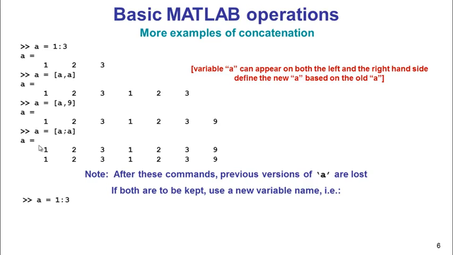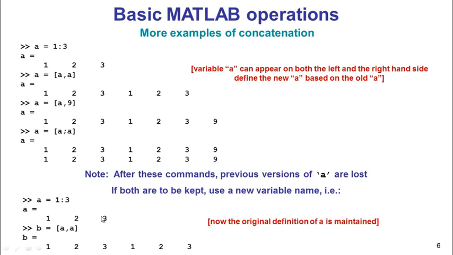So analogously in MATLAB, you could keep redefining it to a new variable name. If we had a equals 1, 2, 3, and then we said b equals a comma a, then b would be equal to this 1 by 6 vector here, and we'd still have our old value of little a. So now the original definition of a is maintained. So as you're programming in MATLAB, you need to think about this.